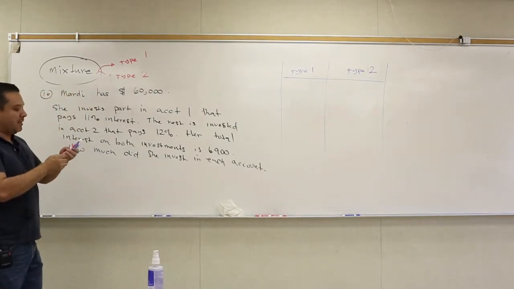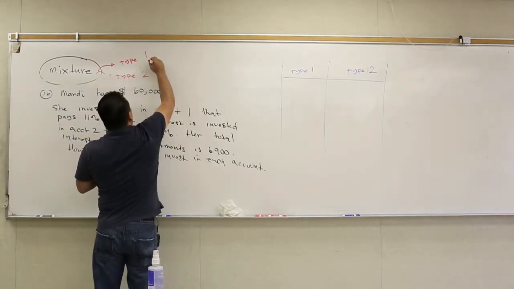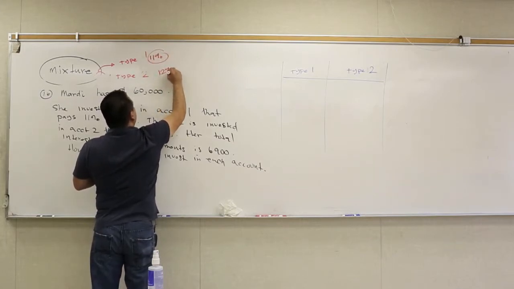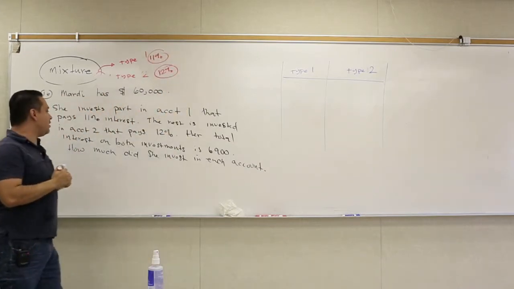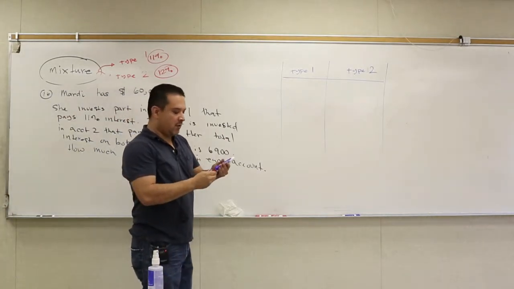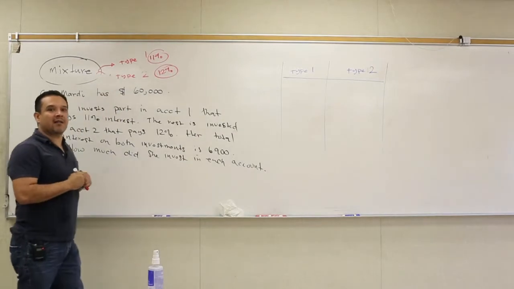The first account pays how much interest? It's 11%. And the second account pays what? 12%. So notice what they're asking you. It's saying how much money did she invest in each account? You guys don't know that.